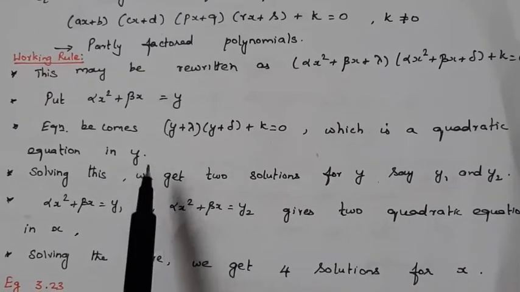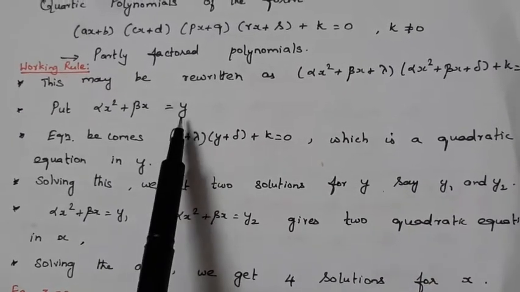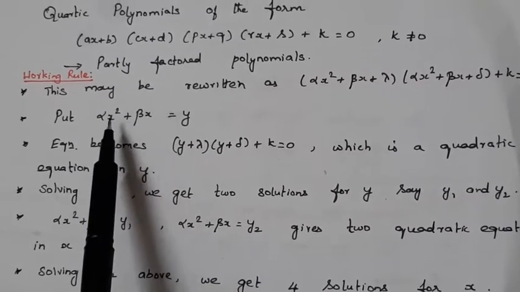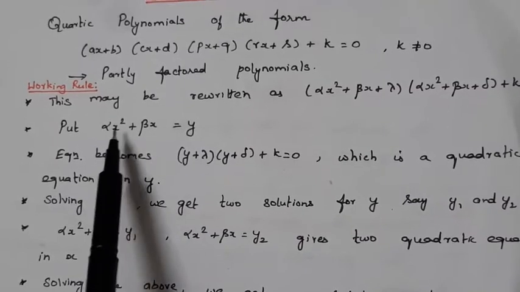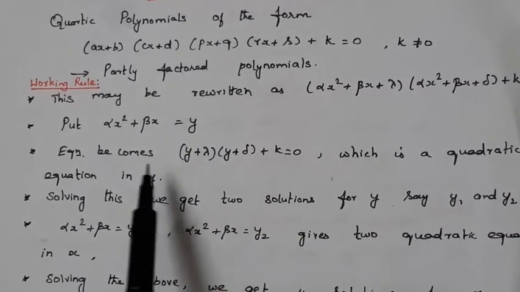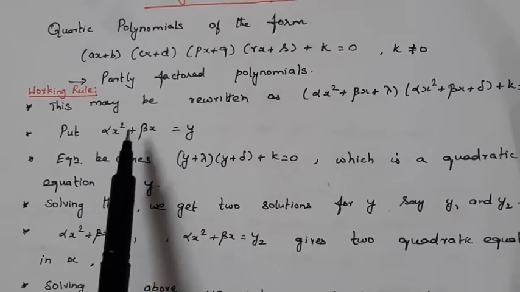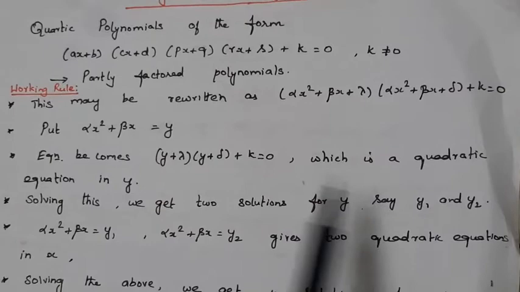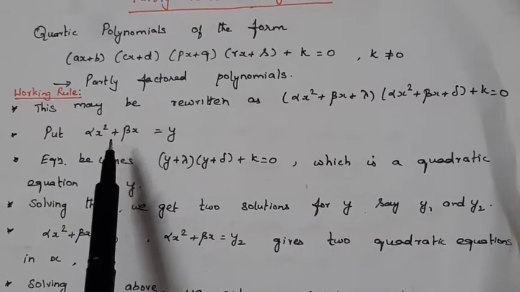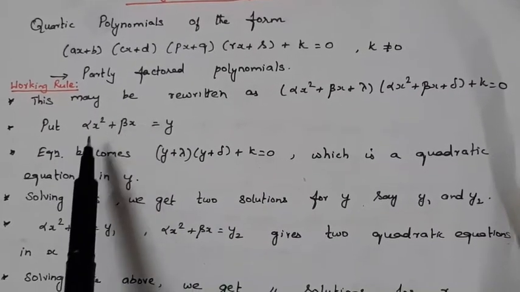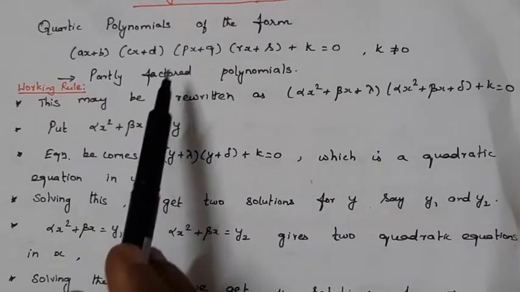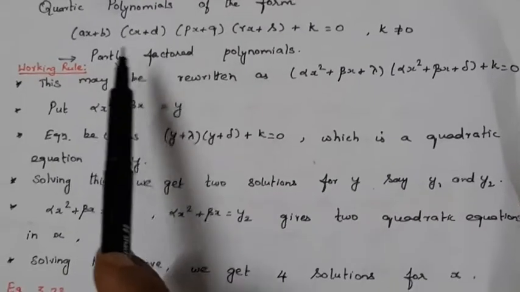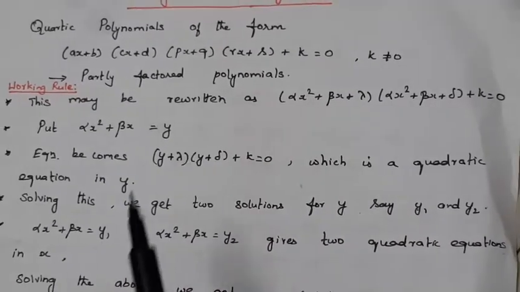Okay, and then by substituting each value, you will get two quadratic equations in x. That is, by equating alpha x squared plus beta x to y1, you will get a quadratic equation in x, and solving it you will get two values. And then by equating alpha x squared plus beta x to y2, you will get another quadratic equation in x, and solving that you will get two more values. So in total you will have all four values for the given equation. Okay. So this is the working rule to find the solution of such partly factored polynomials.